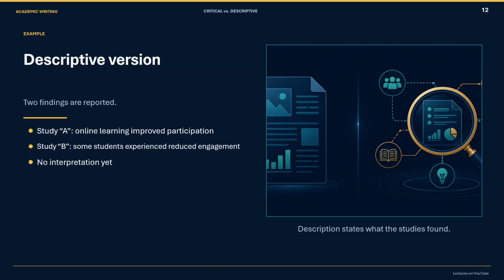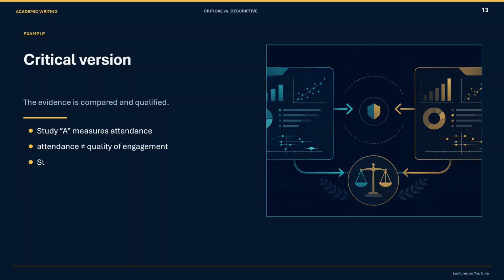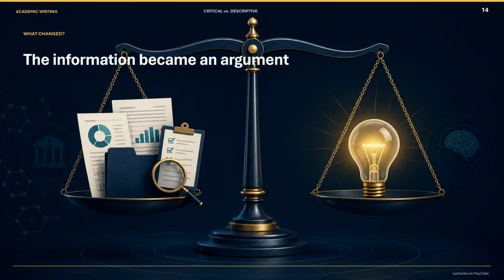A critical version might explain that study A measured participation through attendance rather than the quality of engagement. Study B therefore qualifies the first finding by showing that greater attendance does not necessarily mean active learning. When considered together, the studies may suggest that online learning improves access while producing uneven effects on engagement. The information has now been compared, evaluated, qualified, and used to support a reasoned conclusion.